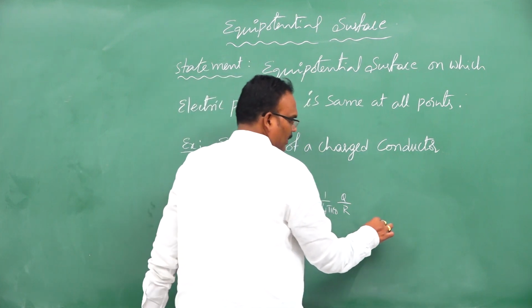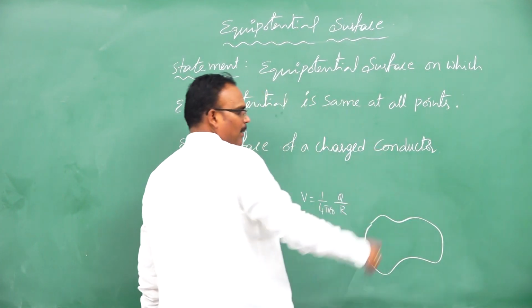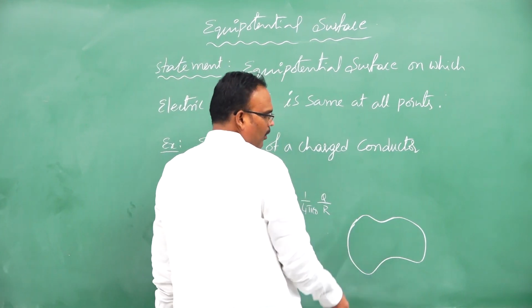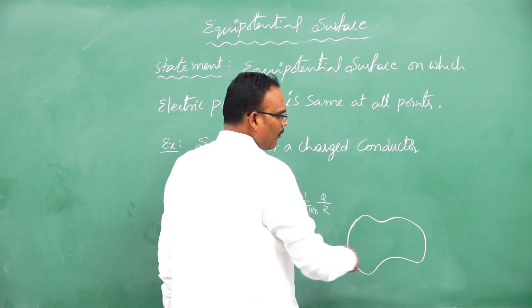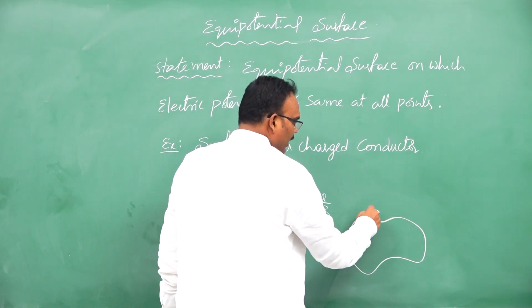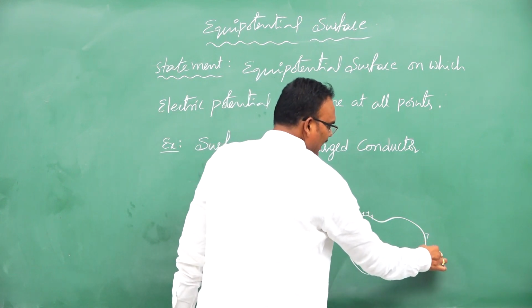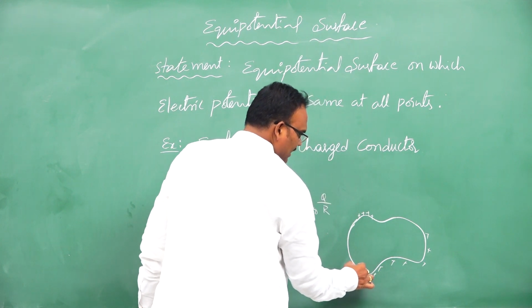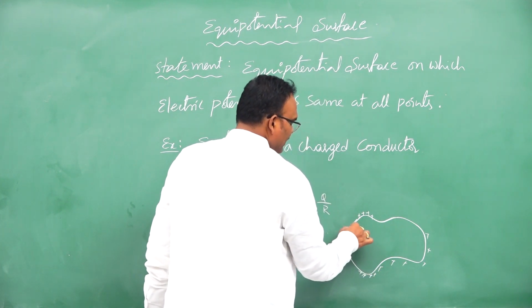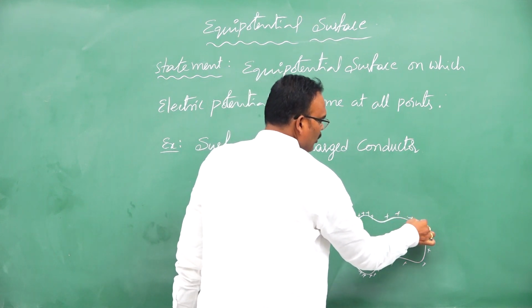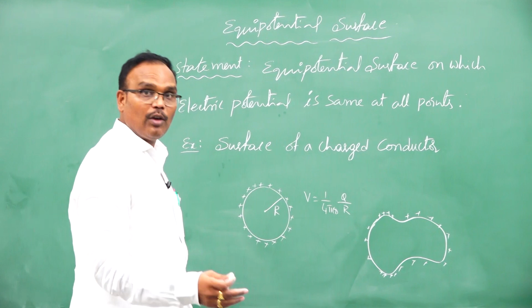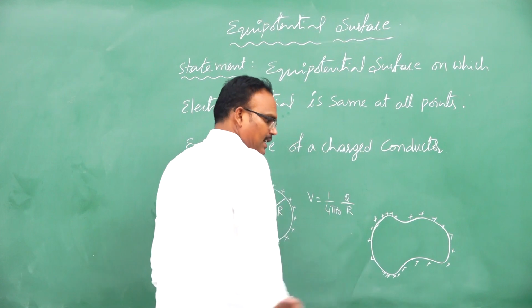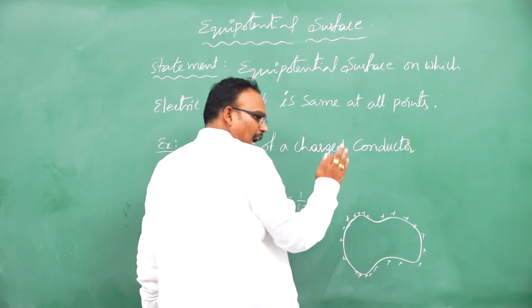We take one irregular body, but it is made up of a conductor. If you give charge to this body, it is not a uniform body, that's why charge distribution is not uniform. Charge accumulates more at the sharp edges, and at flat edges you will have less charge density. Again, charge density increases at sharp edges and decreases elsewhere. So charge distribution is not uniform here. Even so, potential at any point on the surface is constant, if it is a conductor.